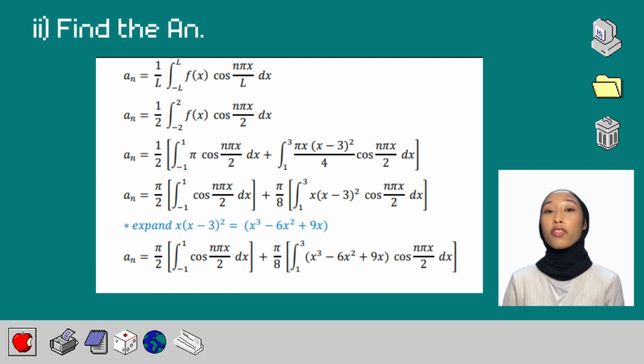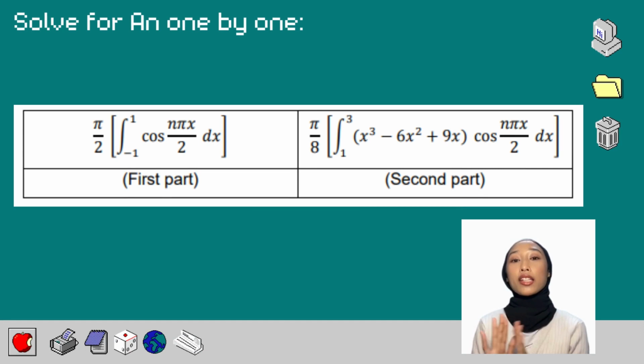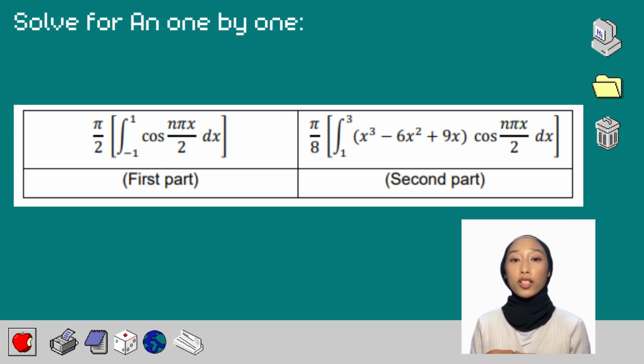Next, we will have to find the value of AN. We also solve by using the full range formula for AN, 1 over L integrate -L to L f(x) cos n pi x over L dx. As shown in the figure, the AN has two different equations, so we decided to calculate AN separately to avoid mistakes. Therefore, we had to solve the AN one by one, as the first part of AN is pi over 2 integrate from -1 to 1 cos n pi x over 2 dx, and the second part of AN is pi over 8 integrate from 1 to 3 in bracket x cubed minus 6x squared plus 9x cos n pi x over 2 dx.